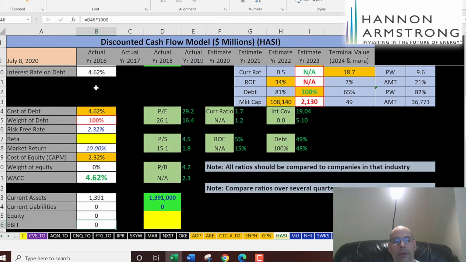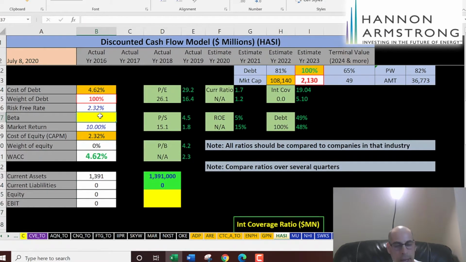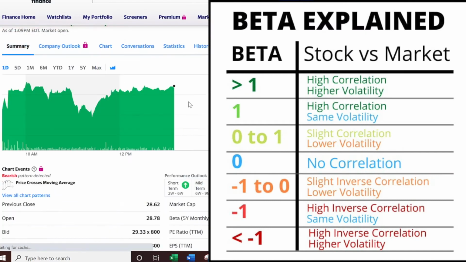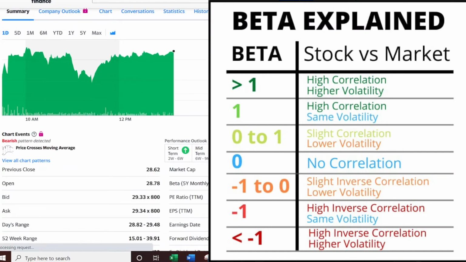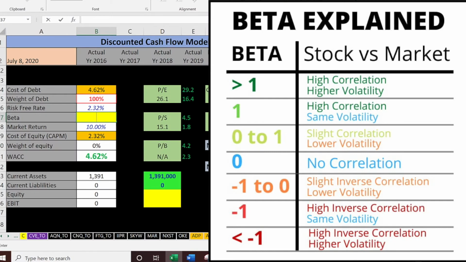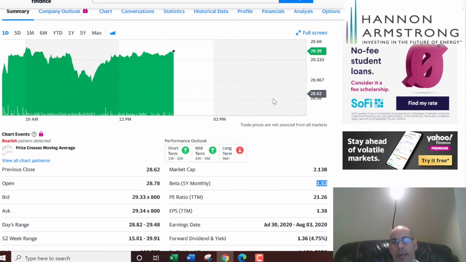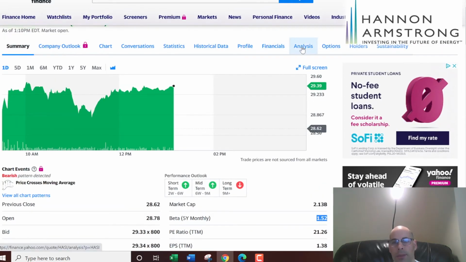Let's get the cost of equity. We need the beta for that, and that's how much the stock moves relative to the entire market. So they have a beta of 1.52. So the stock moves roughly 1.5 times the market. So if the market went up 10% over the course of a few months, this stock should go up 15%. And if the market went down 10%, this stock should go down 15%.